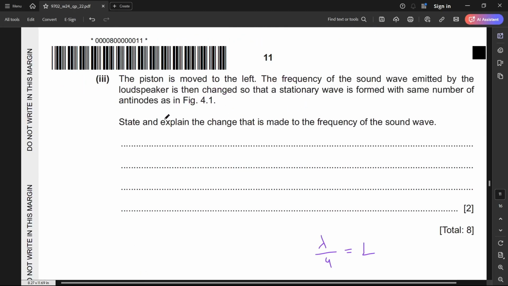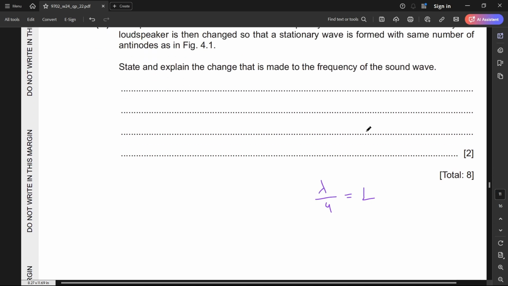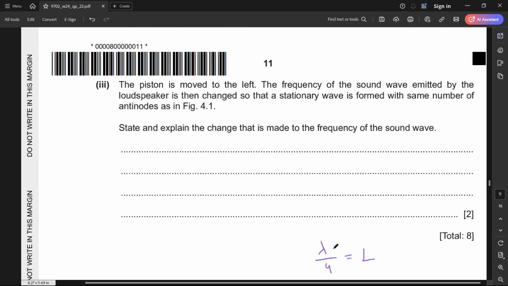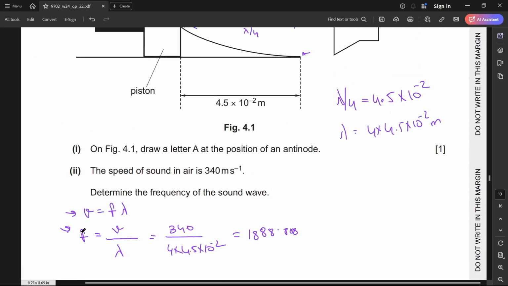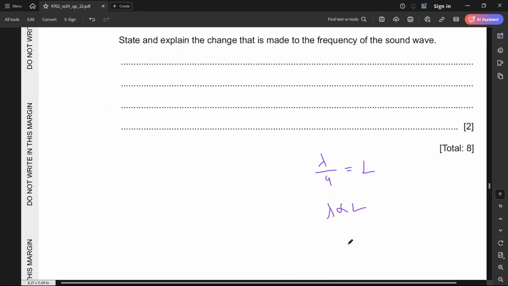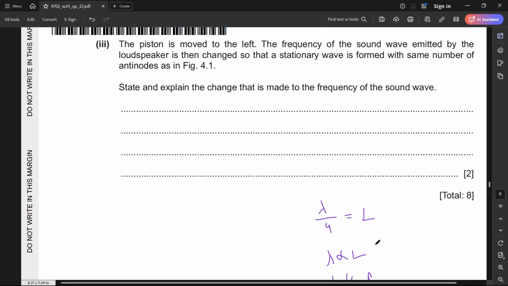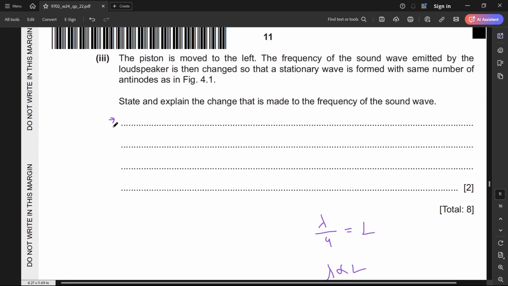So based on that, state and explain the change that is made to the frequency to get this done. So over here I can say that my lambda is proportional to L. So if my L is increased, my lambda is increased. And then according to this formula, I can see that my f and lambda are inversely proportional to each other. So if my lambda is increased, my frequency is going to decrease. And therefore I can state this over here as my lambda or wavelength is proportional to the length of the pipe.